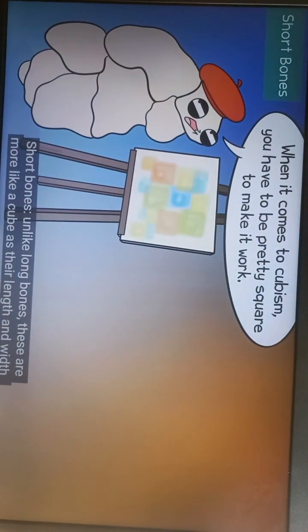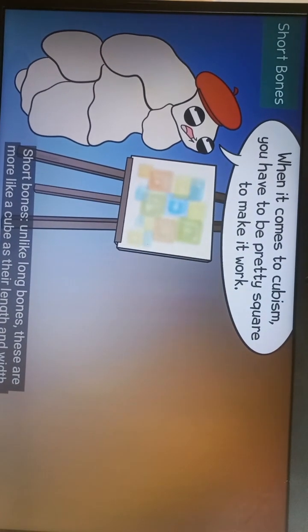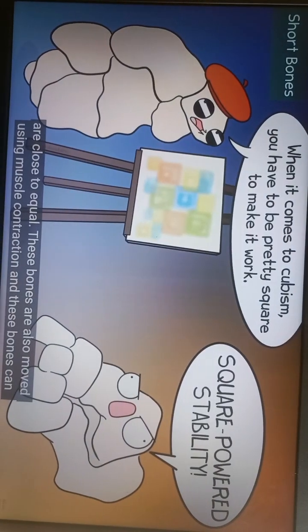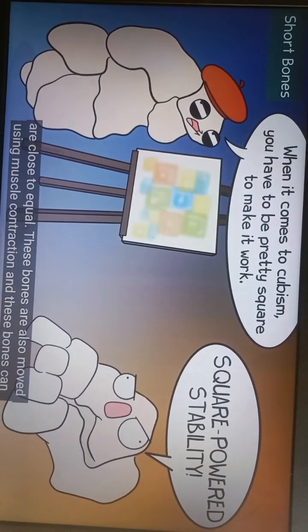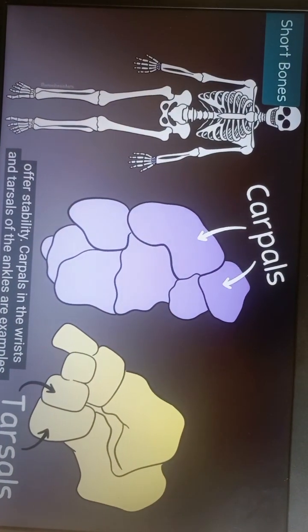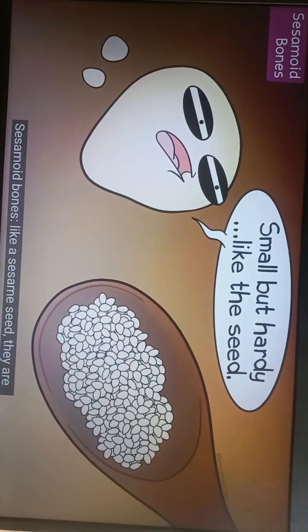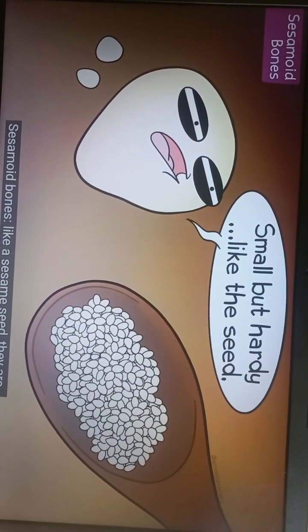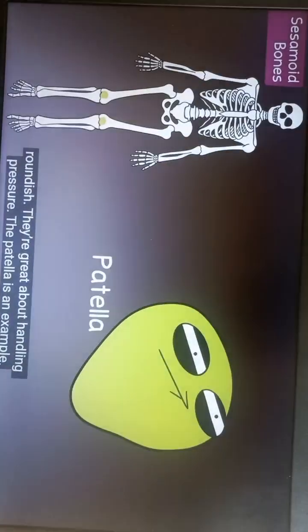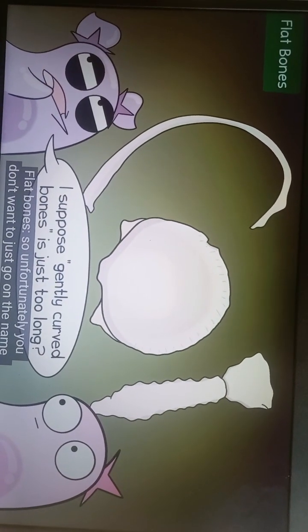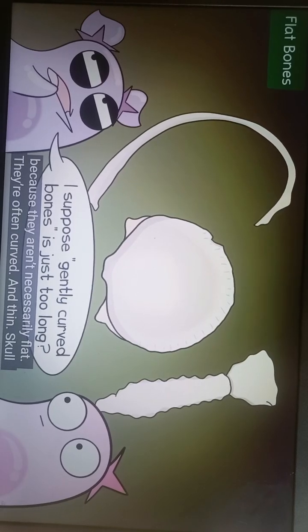Short bones. Unlike long bones, these are more like a cube, as their length and width are close to equal. These bones are also moved using muscle contraction, and these bones can offer stability. Carpals in the wrist and tarsals of the ankle are examples. Sesamoid bones. Like a sesame seed, they are roundish. They're great about handling pressure. The patella is an example. Flat bones. So unfortunately, you don't want to just go on the name because they aren't necessarily flat.